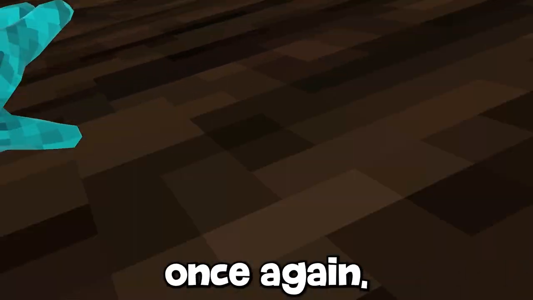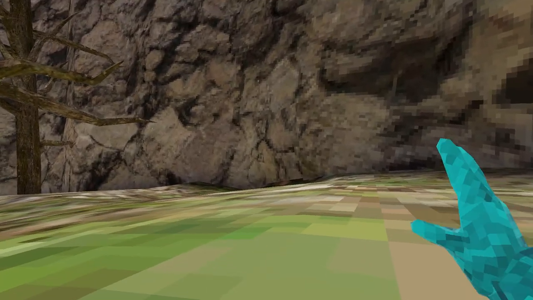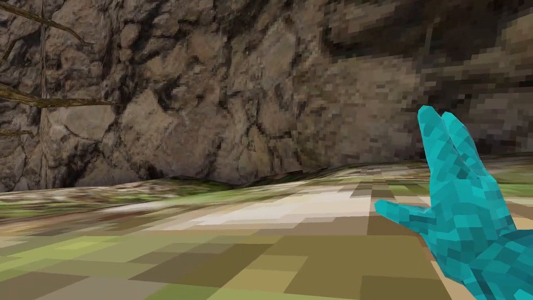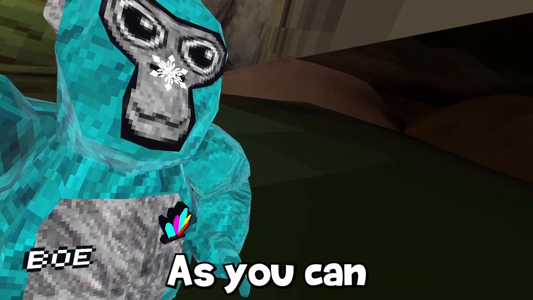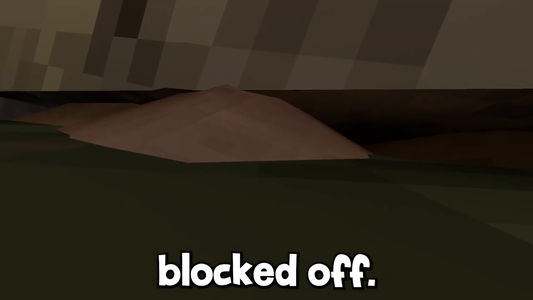Mini monkey, once again. All the snow has vanished. Whoa. Slowly but surely, look, there is sand in the tunnel now. What could this mean? All right, here we are at the tunnel. As you can see, we do in fact have sand in here now. Look at that. They got the whole place blocked off. But we can still make our way in.